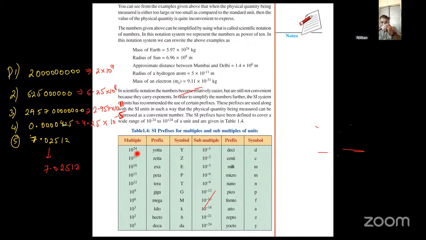Everyone understood this thing? Betya, turn on your camera. Don't turn off your camera, please. Sam, did you understand? Yes. There was a call, sorry.